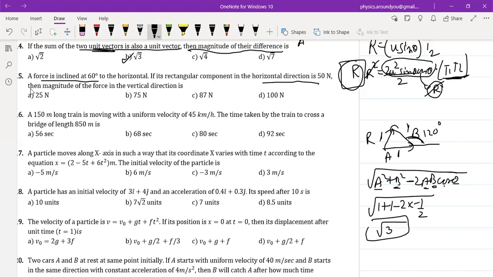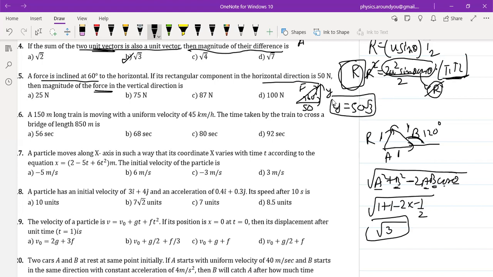Horizontal component is 50. What is the magnitude of the force in vertical direction? All right. So horizontal component is 50, vertical component I need, and the force is inclined at 60 degrees. So tan 60 is equal to y by 50, or y is equal to 50 root 3.